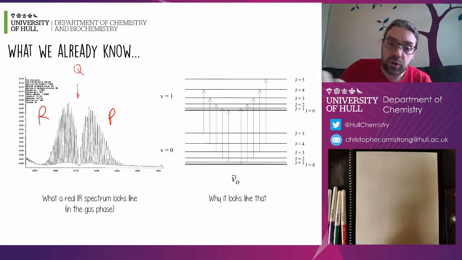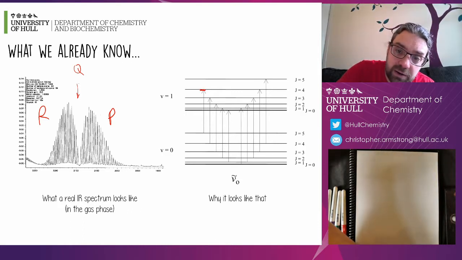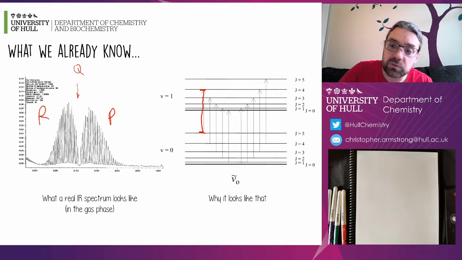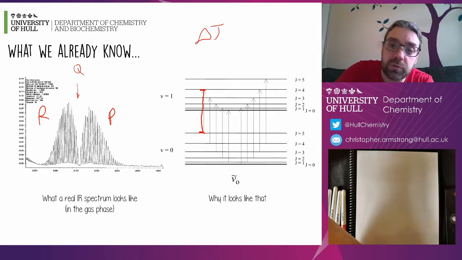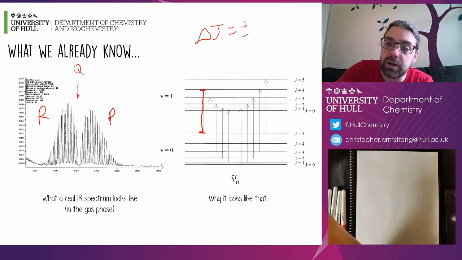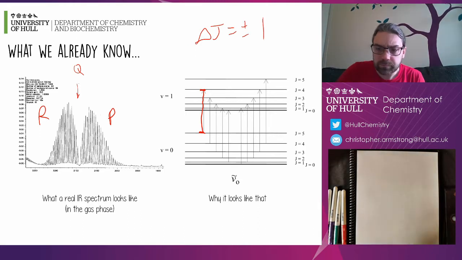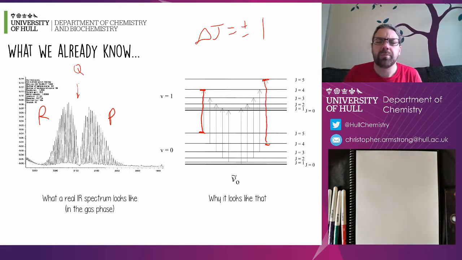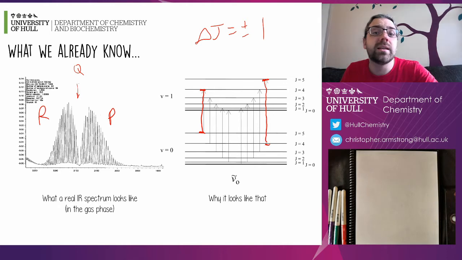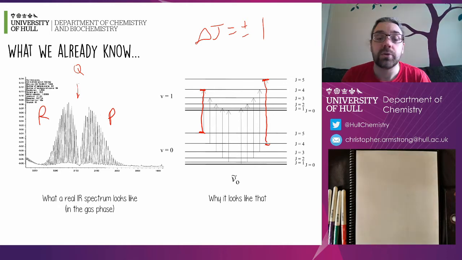On the P branch side, everything's going down a level. That's lines going from j equals 5 to j equals 4, because delta j must be plus or minus 1. And on this side, this is going from j equals 4 to j equals 5. That's going plus 1, and you can see it takes a little bit more energy to do that, so there's going to be a sequence of lines instead of a single one.